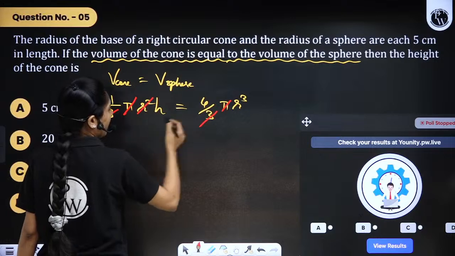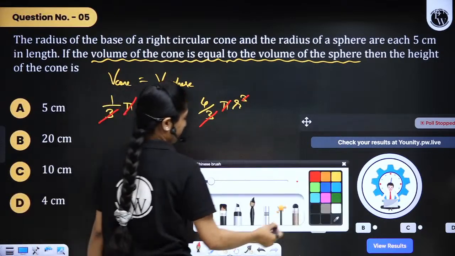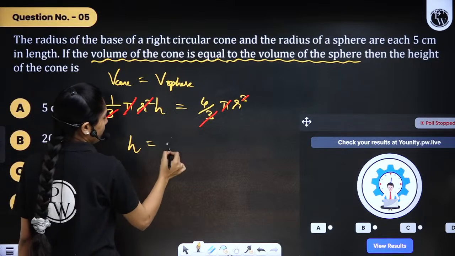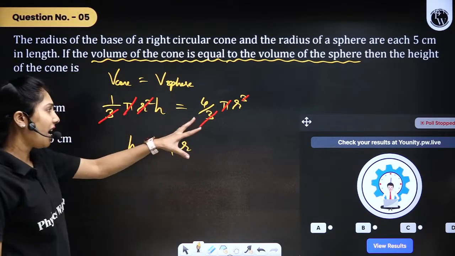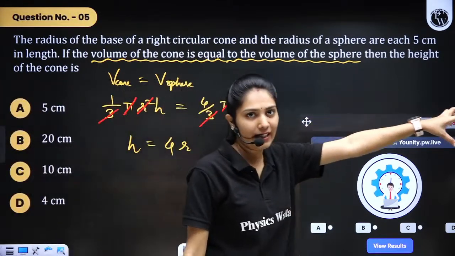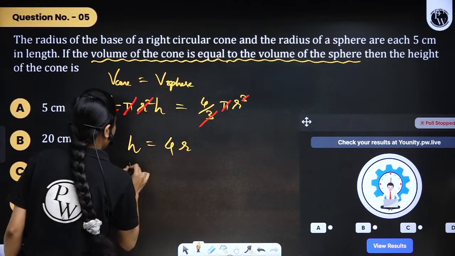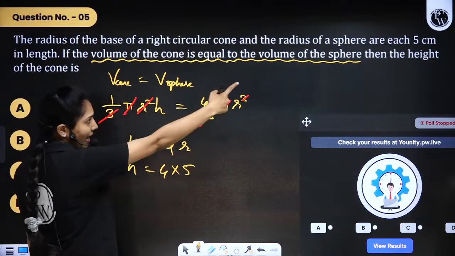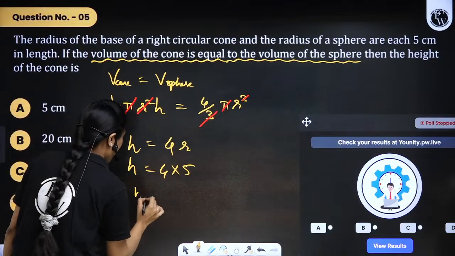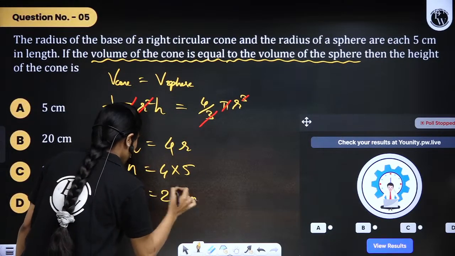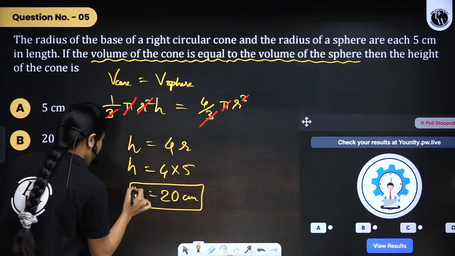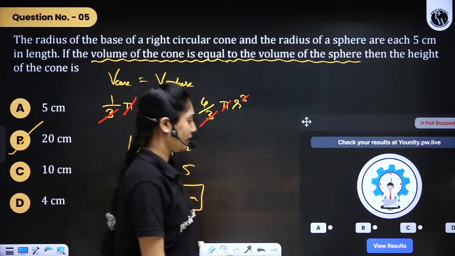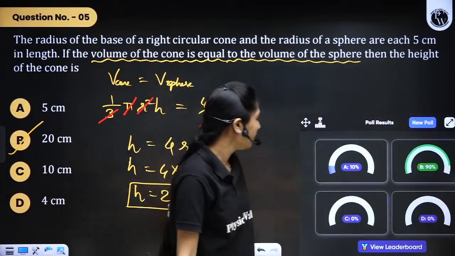This r square and cube will get removed. Now what we are left with here is h is equal to 4r. And what we have to find, beta? We have to find the height, correct? So height is equal to 4 into 5, as 5 centimeter is the radius. So height is 20 centimeter. Okay, height of the cone is 20 centimeter, which is option number B. So option number B is the correct answer.